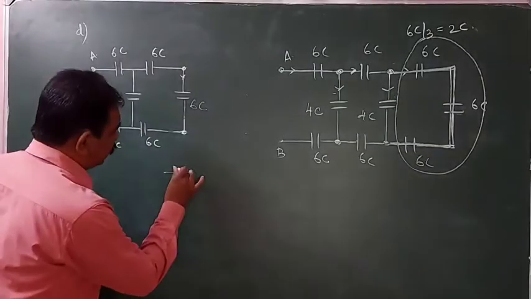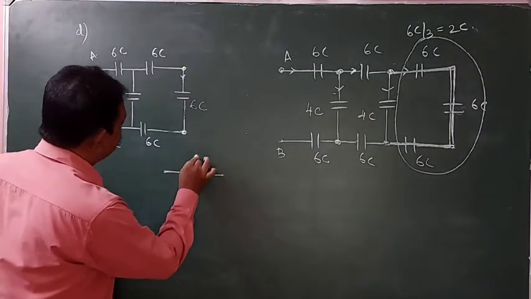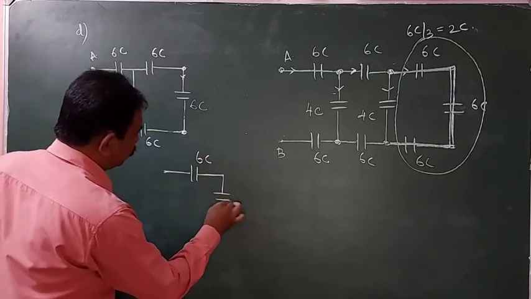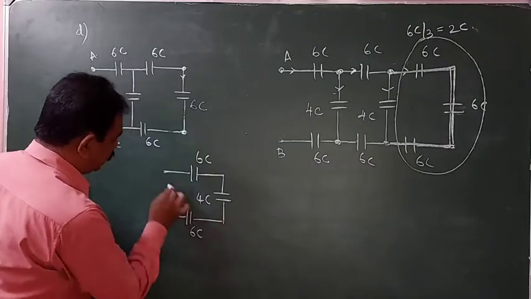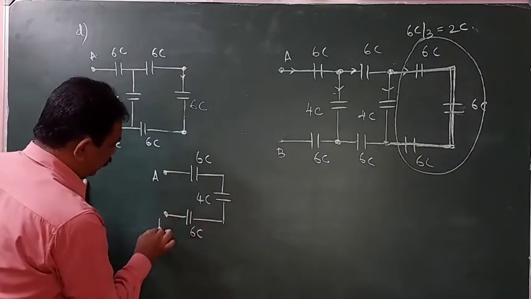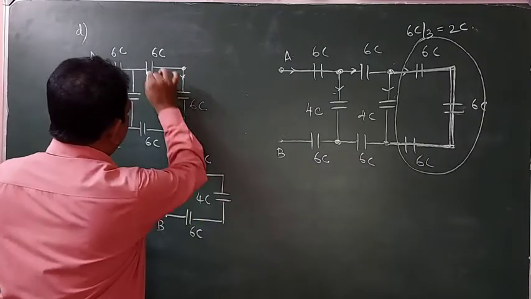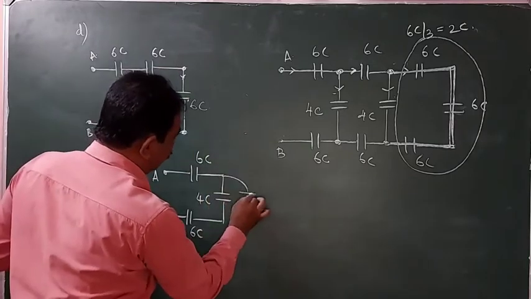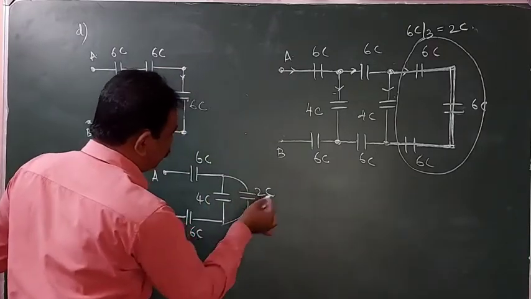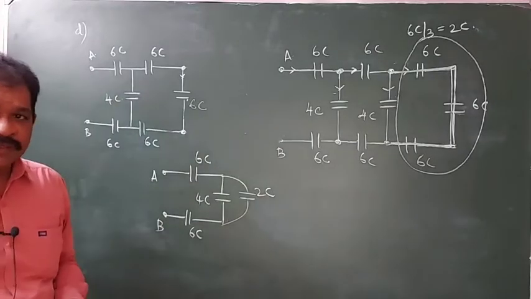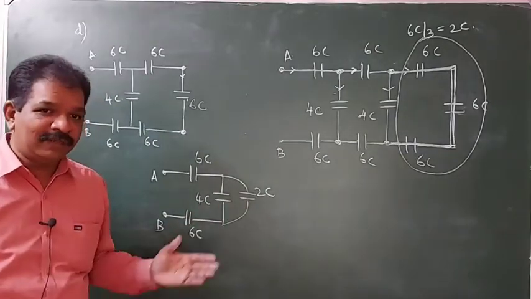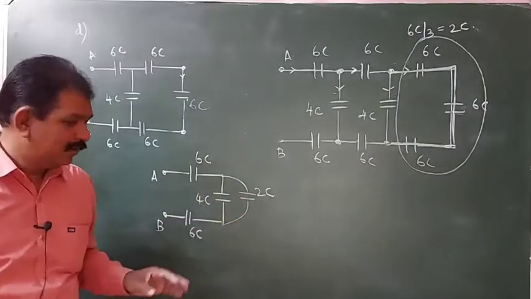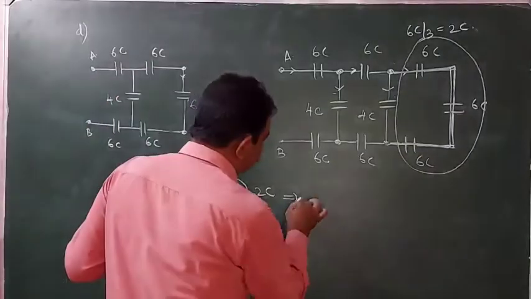Again, see, these three are in series. Then how will the circuit be? 6C, 4C, 6C, A, B, and by removing these three, I can write a single capacitor replacement having capacity 2C. 4C, 2C, how will it be again? Parallel. The effective will be how much? 6C.